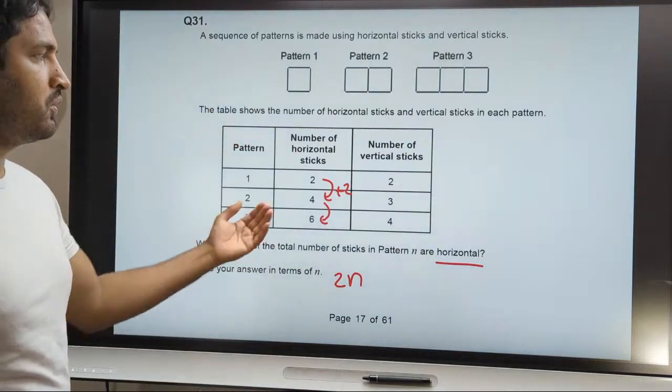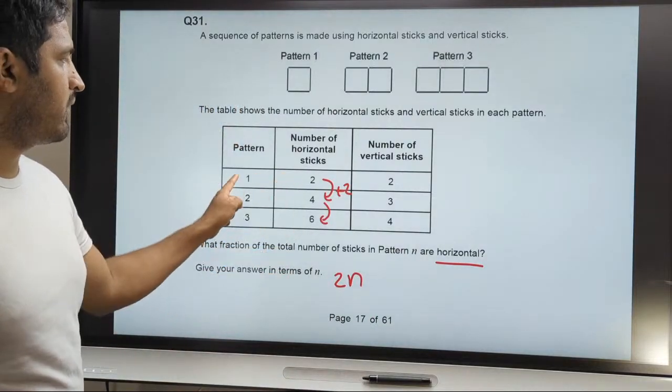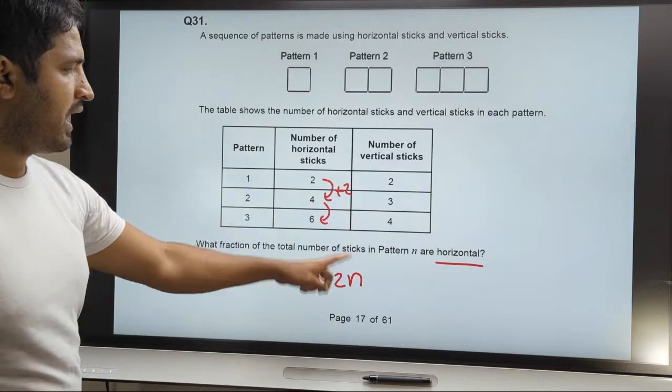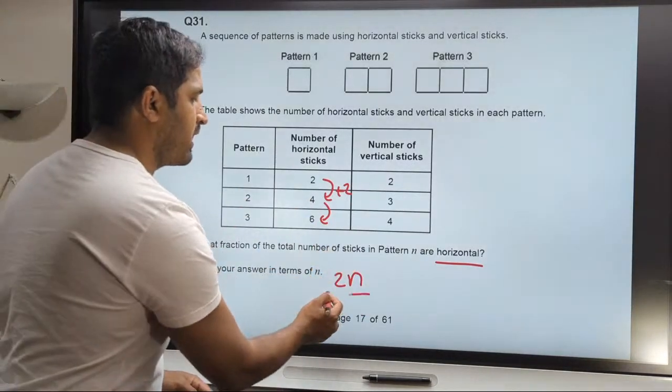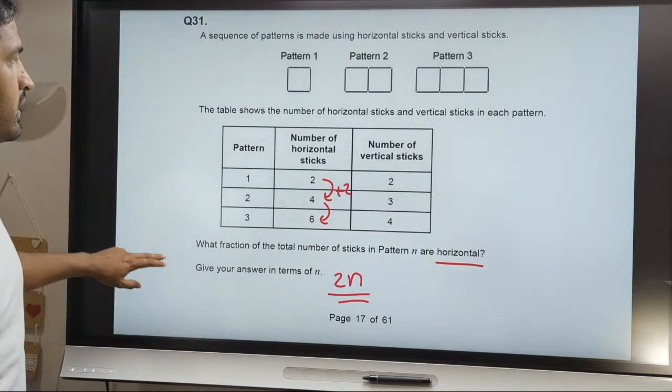Because it's a multiple of 2, the 2 times table. And then you're saying, okay, first pattern, 2 times 1 gives you 2. And it does work. So that's your nth formula here, 2n. Nothing else to do.